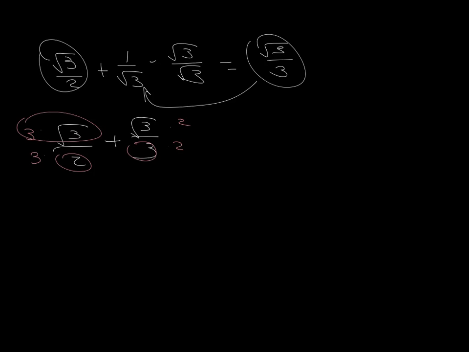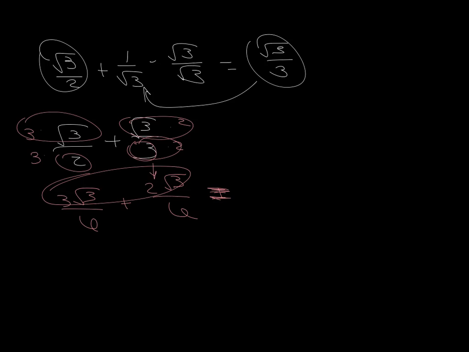So this becomes 3 square root of 3 over 6. This becomes 2 square root of 3 over 6. So these two gave me this, and these gave me that. Alright, so now I can add these. Equals. Add my numerators. 5 square root of 3, and then the 6 you don't add because it's in the denominator position.